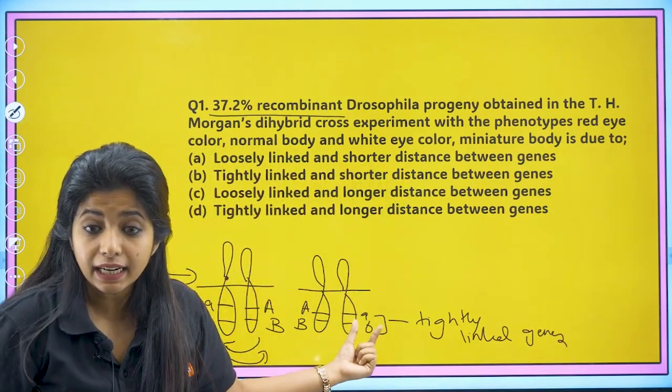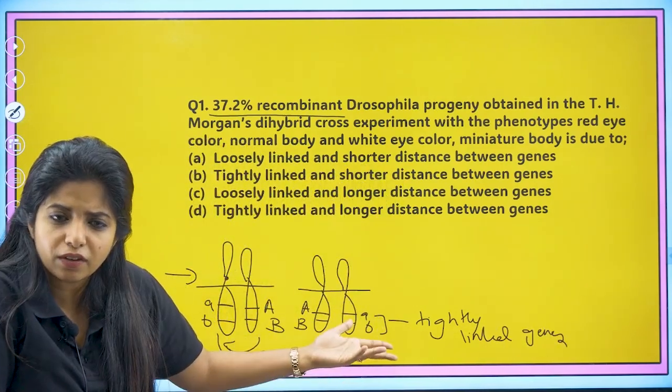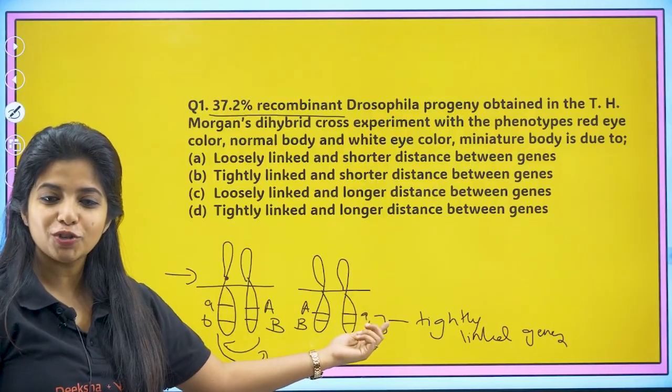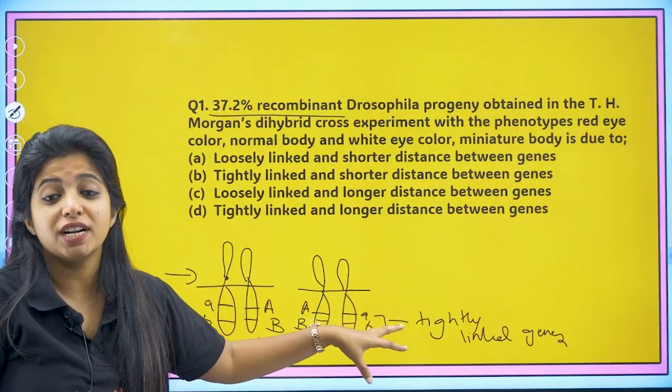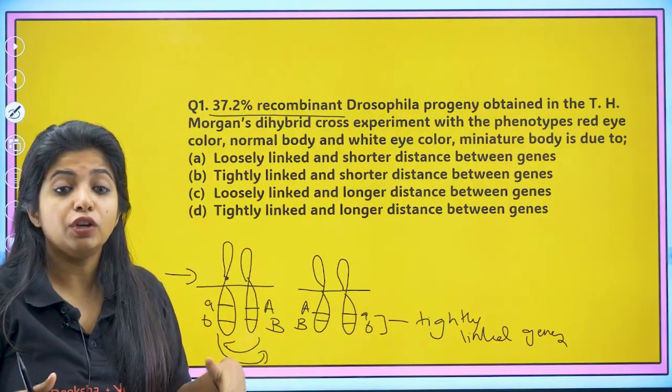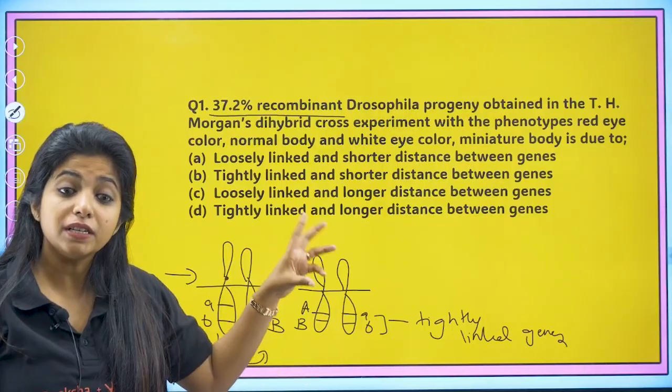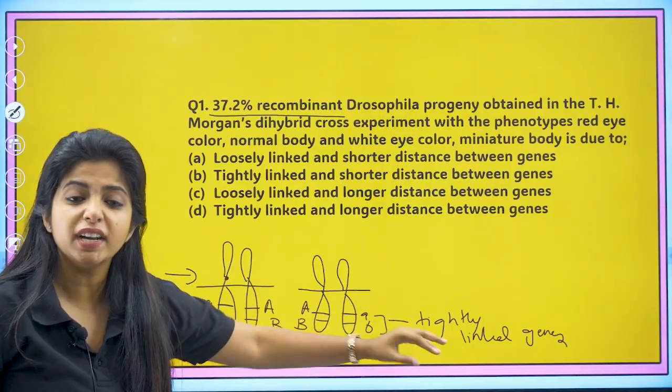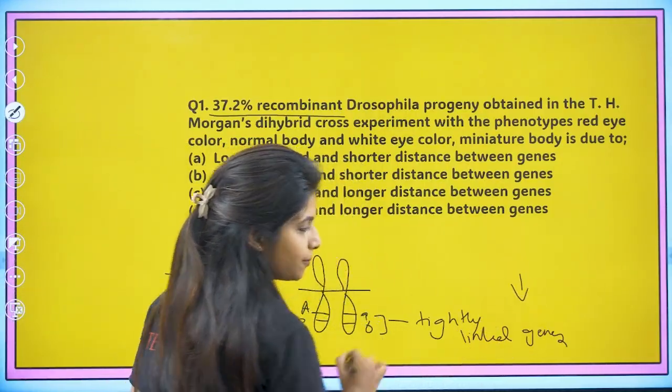Now when they are tightly linked, do you think there are new combinations being formed? No ma'am, the same combination is over here. There is very less chance that you find new recombinations out there. So the percentage of recombination over here would be what? Very less. Very less. Okay.